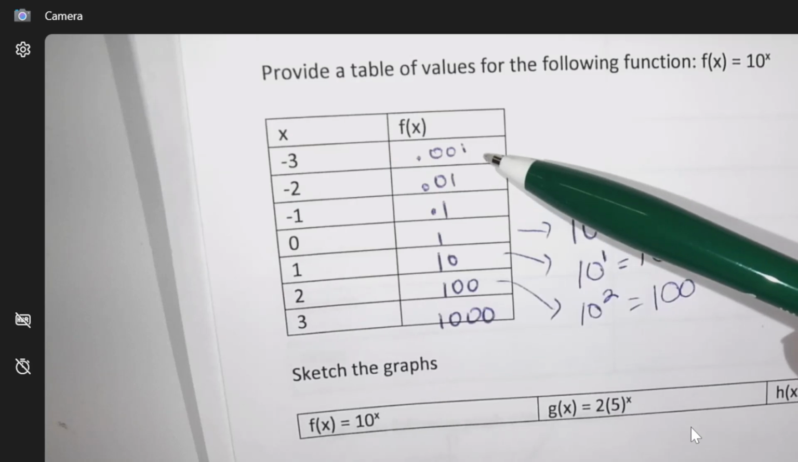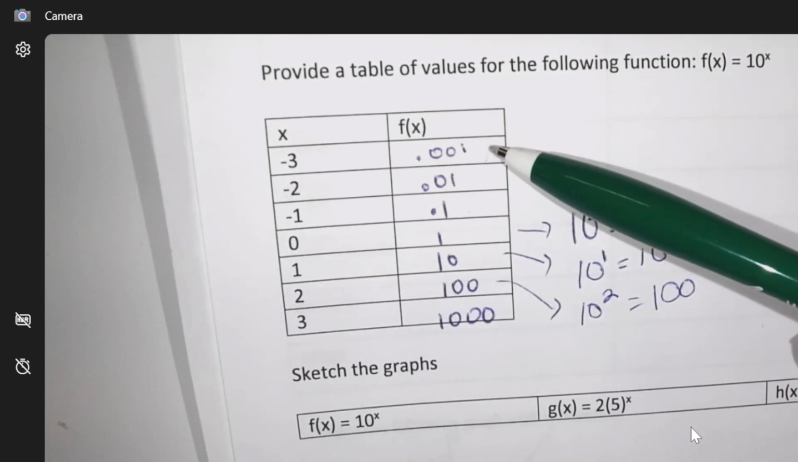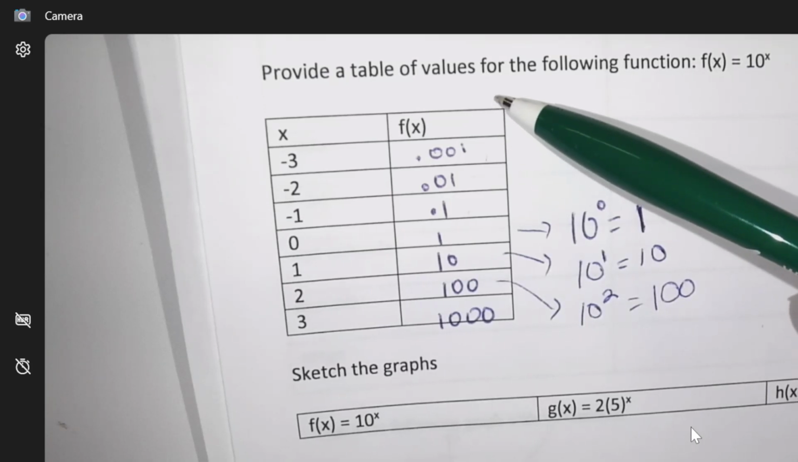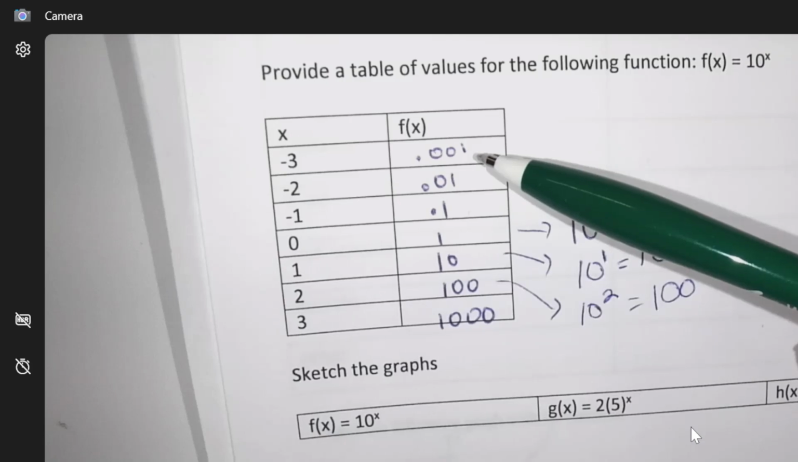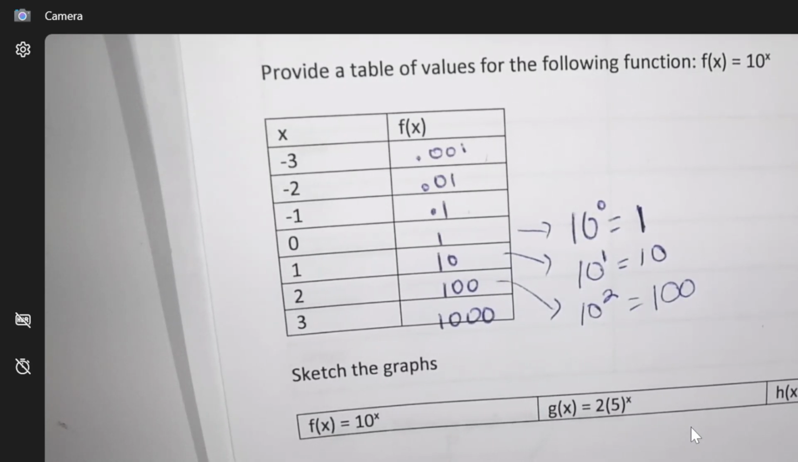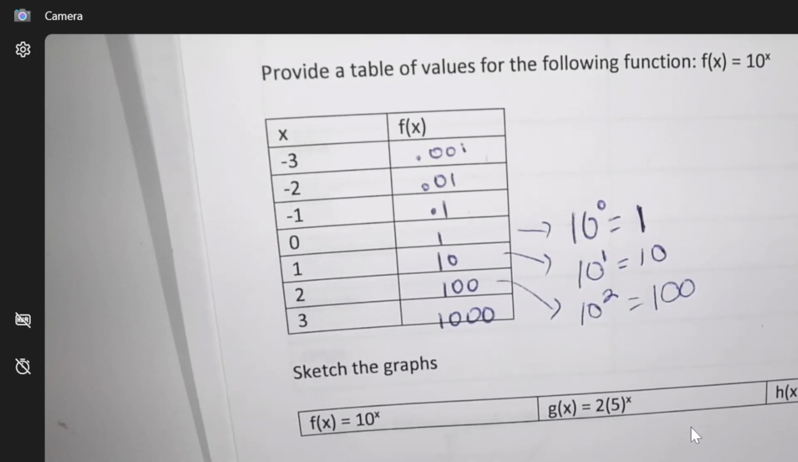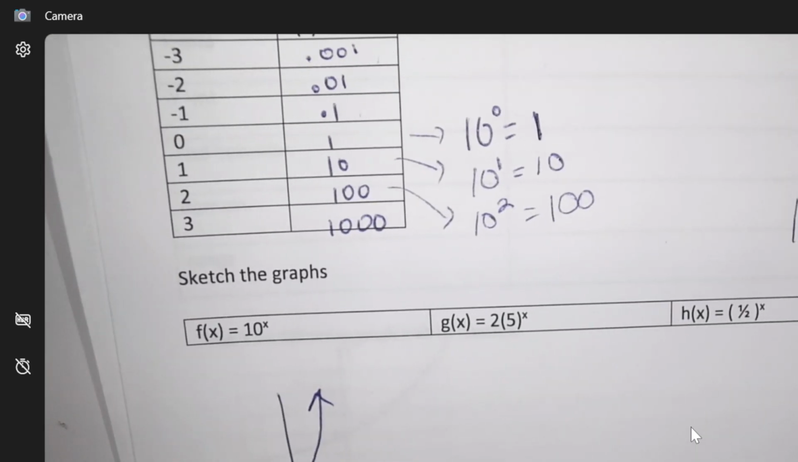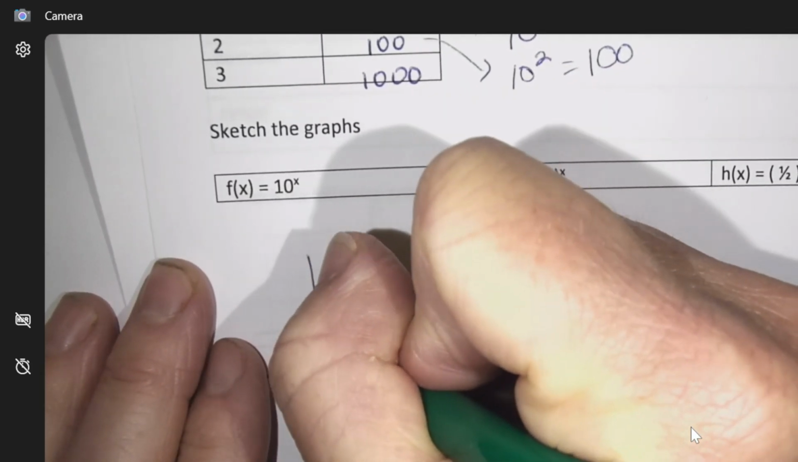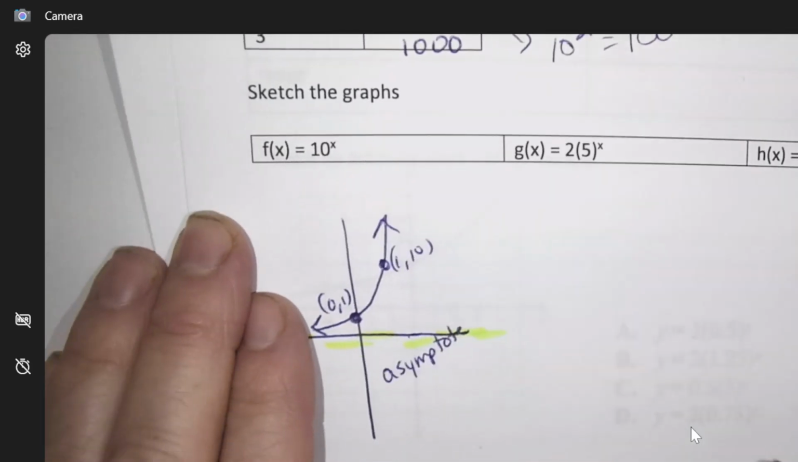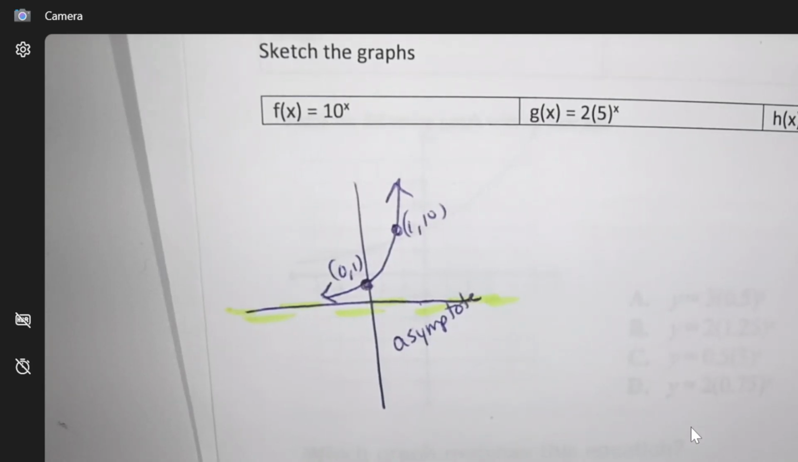Okay, do you see that this value will never get to 0 or negative? You're just going to get smaller and smaller and smaller. Is that possible? You can't get to 0 or negative. Why? Because no matter what I do, 10 to the anything, there's no way to get to 0. Yeah. Okay. Can you put those coordinates on that graph then? 0, 1, and 1, 10.